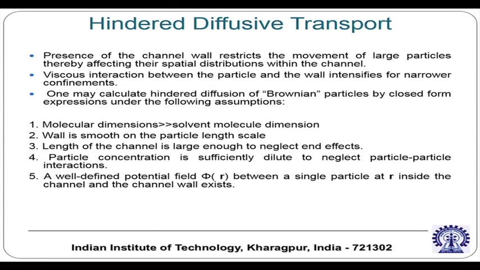One may calculate hindered diffusion of Brownian particles by closed form or analytical expressions under certain assumptions. The molecular dimensions are much greater than the solvent molecule dimension. The wall is smooth on the particle length scale. The length of the channel is large enough to neglect end effects. Particle concentration is sufficiently dilute to neglect particle-particle interactions. A well-defined potential field between a single particle at R inside the channel and the wall exists.